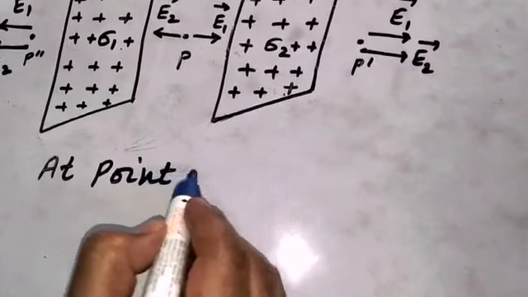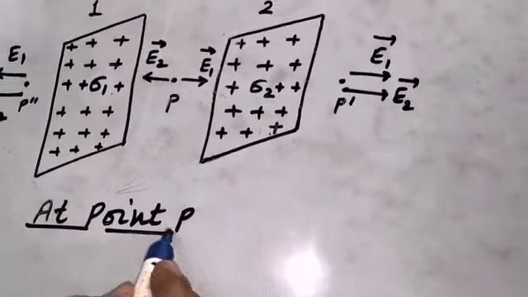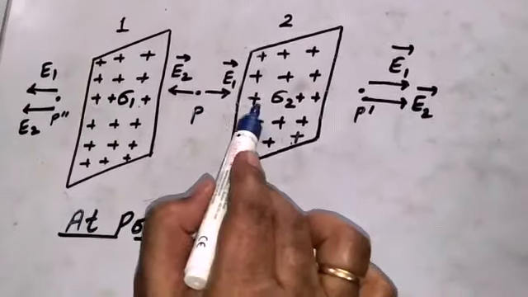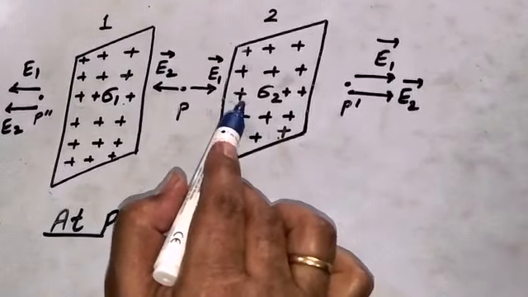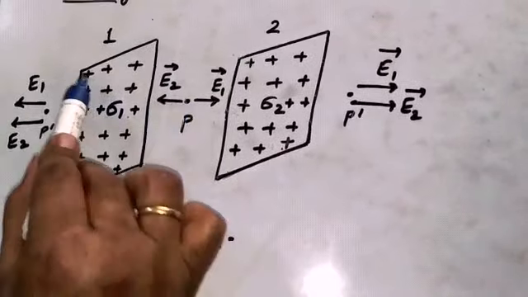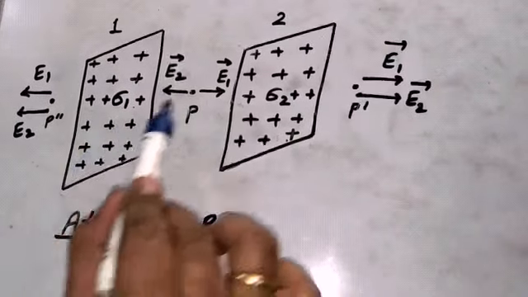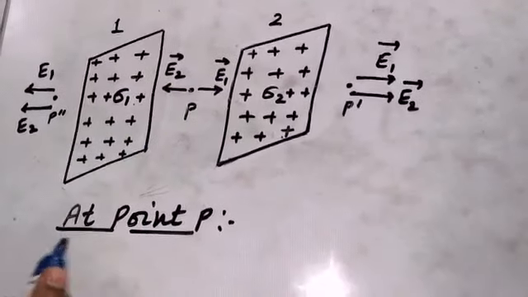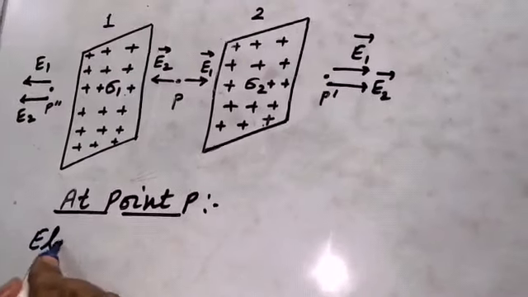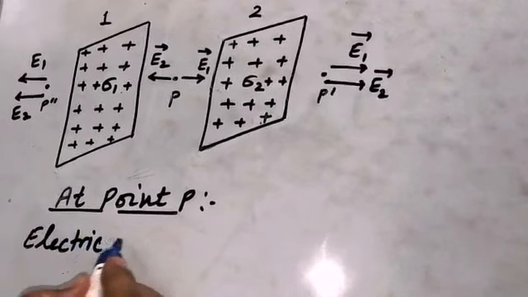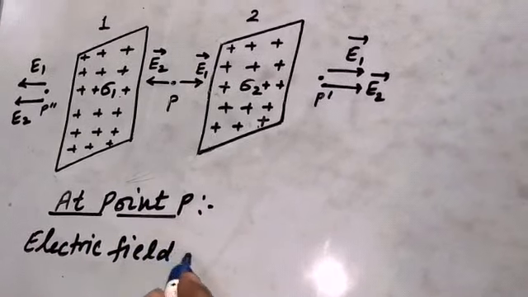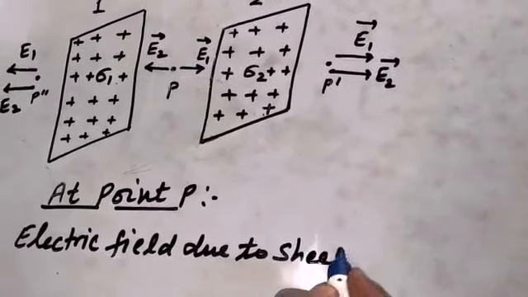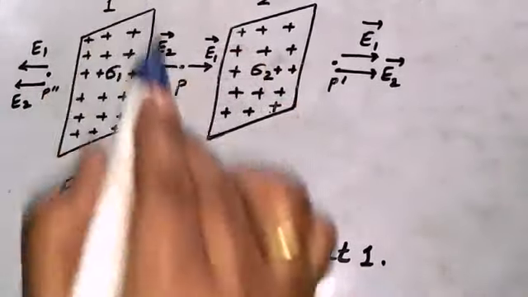It means our aim is to find the net electric field at the point P, where this point P lies between these two plates. For this purpose, first we will find the electric field at point P due to the first plane sheet of charge, and again the electric field at point P due to the second plane sheet of charge. So at point P, the electric field due to sheet 1 is due to this one.